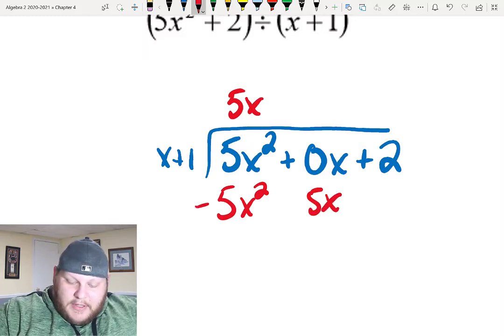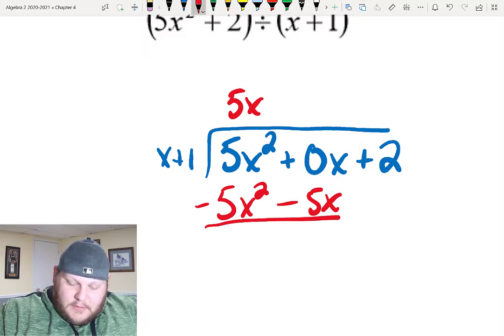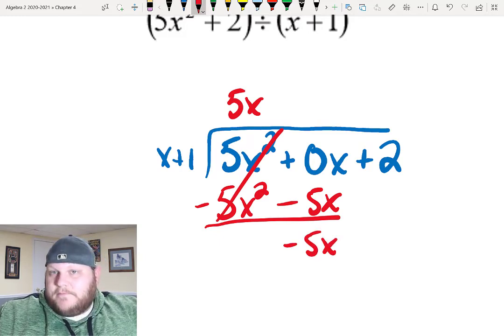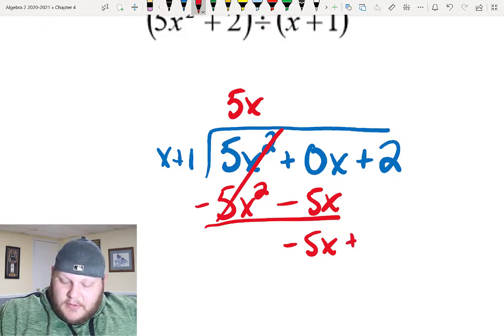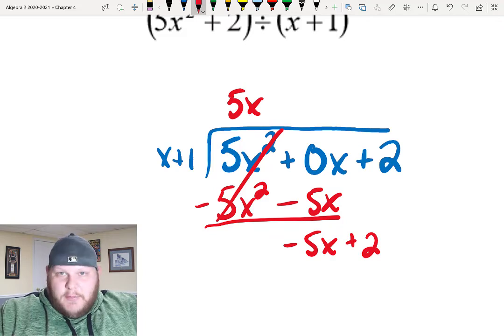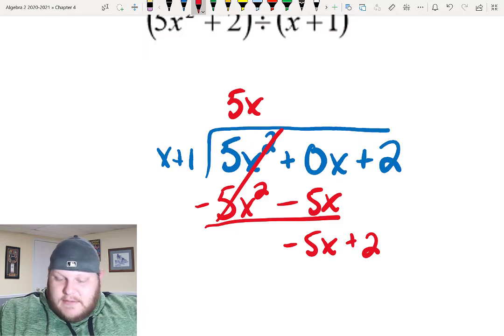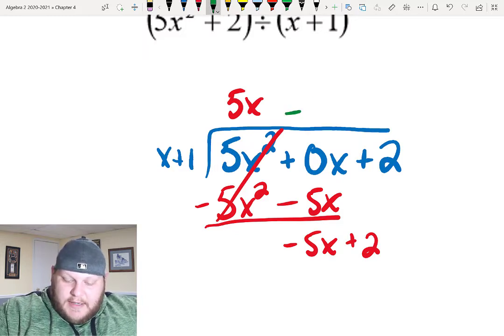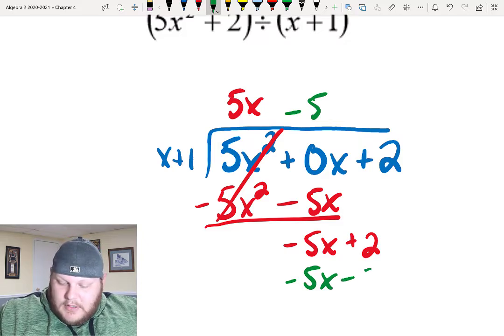So I'm going to go ahead and subtract going down because I have to switch that sign. That gives me nothing for that first term. Negative 5x for the second one, because 0 minus 5x is negative 5x. I drop this 2 down to make it a plus 2, and then I repeat the process over again. I look at first term to first term. What would I have to multiply x by to get it to be negative 5x? Well, in this case, of course, it's negative 5. Negative 5 times x is negative 5x. Negative 5 times 1 is negative 5.